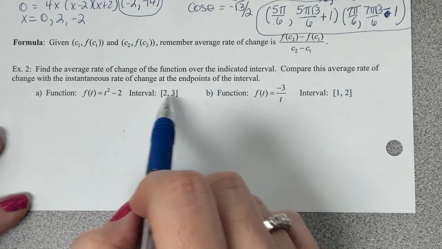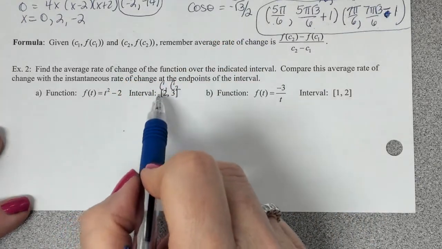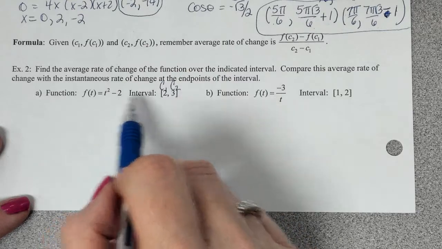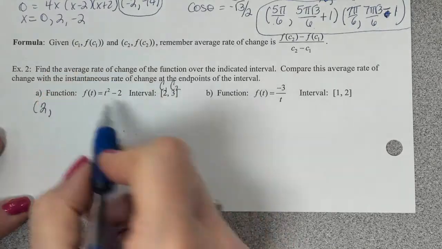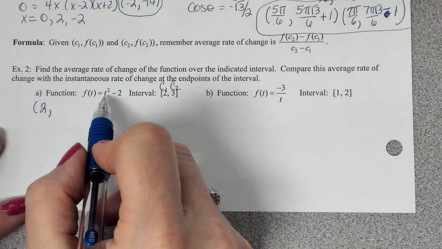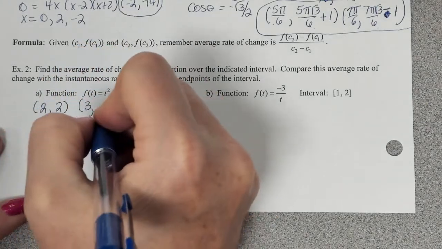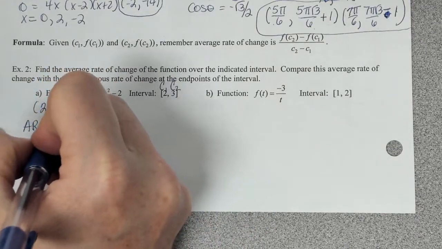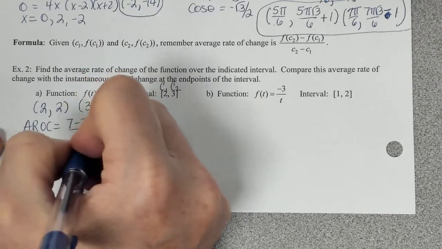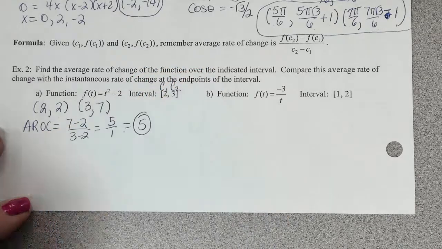Okay, so this is our interval. This is my C sub 1, C sub 2. This is my start point, end point. So if I want to find the average rate of change over that interval, I need to know my points first. So if I plug 2 in here, what do we get? 2. What if we plug 3 in there? What do we get? 7. So these are our 2 points now. To find the average rate of change, we're just going to have to do 7 minus 2 over 3 minus 2. That gives us 5 over 1, and that gives us 5.